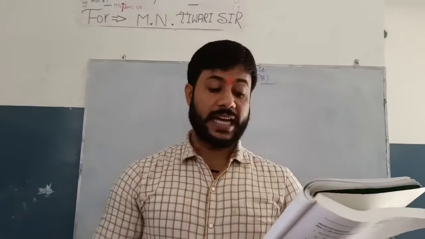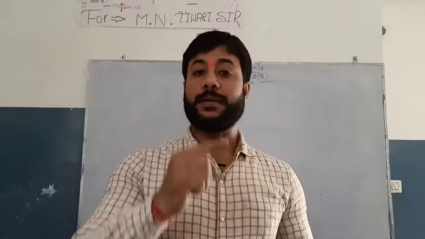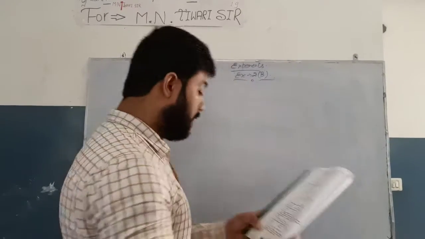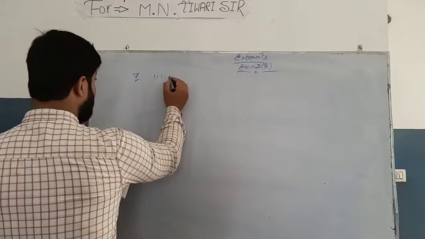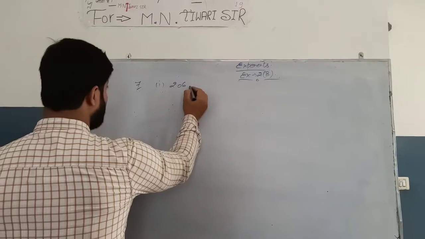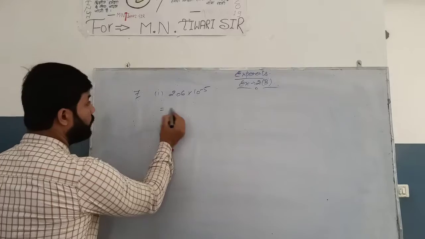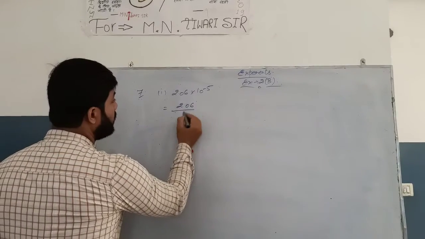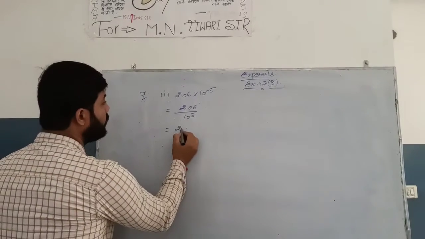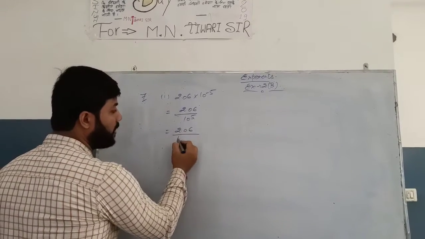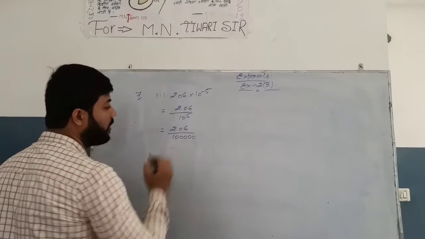Now question number 7. Write each of the following numbers in usual form. Numbers in standard form are given. We have to write them in usual form. Right. Question number 7, part 1: 2.06 into 10 to the power minus 5. So what we do? We can write it as 2.06 by 10 to the power 5. Now 10 to the power 5 means 1 has 5 zeros: 1, 2, 3, 4 and 5.